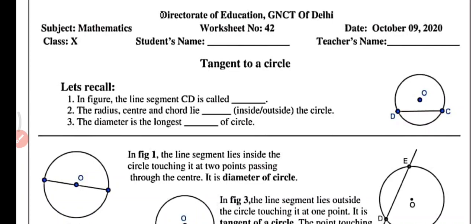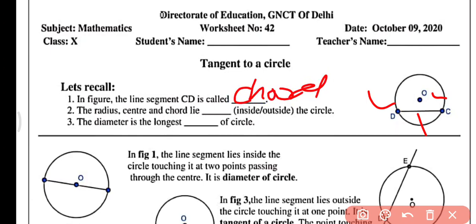Before that, let's recall: in the figure, the line segment CD is called what? We are to tell what the line segment CD is called. So here in the figure, we have a circle with center O, and CD is a line segment that lies inside the circle and touches the circle at two different points C and D. And we all know that a line segment that lies inside the circle and touches the circle at two different points is called a chord. So here the line segment CD is known as a chord. So this is a chord of the circle.